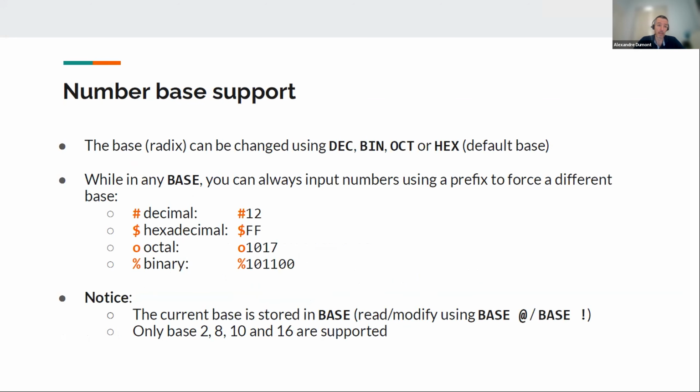I've also implemented number-base support. So now the user can change between decimal, binary, octal, and hexadecimal. There is a variable called base. And at the moment, I only support base 2, 8, 10, and 16. So I have not even tried to put something else in that variable. And also I have implemented some prefixes. So I know some are not fond of prefixes, but I find it can be useful.